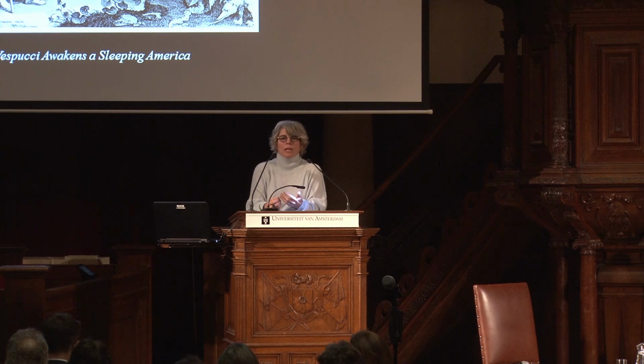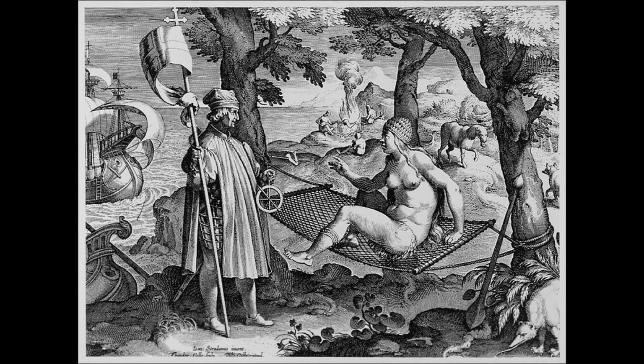Vespucci then became the allegorical representation of European conquest. So this is, in fact, a Dutch engraving from about 1600, known as Vespucci Awakens a Sleeping America. And if you look at this image, what you want to really do is divide it along a diagonal from the upper left to the bottom right. And everything on the left of that diagonal, that is Amerigo Vespucci himself, is a representation of Europe, and everything on the right-hand part of that diagonal is a representation of the Americas. This is, in fact, a deeply political portrait.